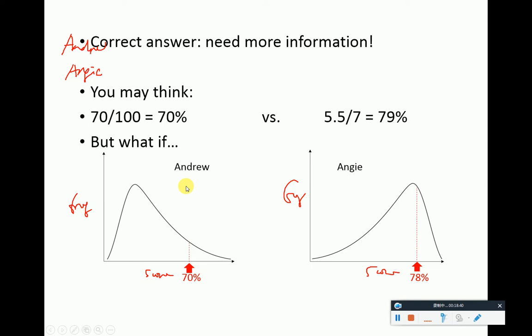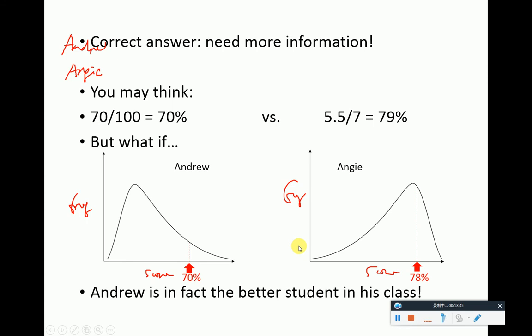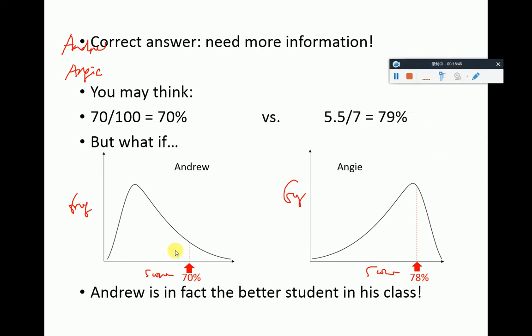So in this case, we actually should recommend Andrew instead of Angie. That's our conclusion, if we imagine that they're from these kinds of classes. But in my previous slide I never provided this piece of information. That's why I said we need more information, and that information is precisely the shape. What kind of distribution are we talking about when we look at these scores?